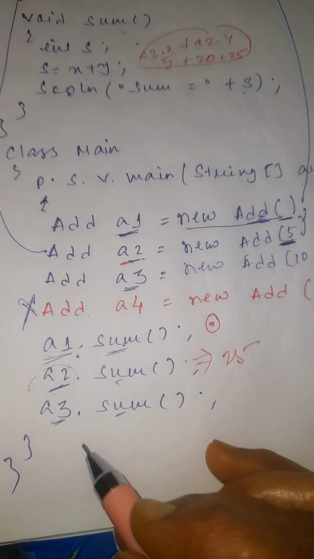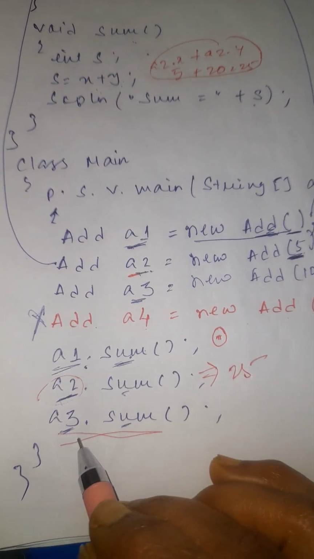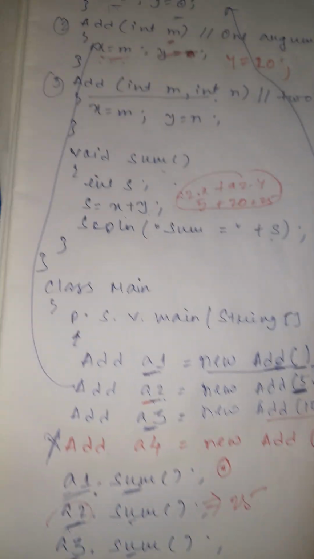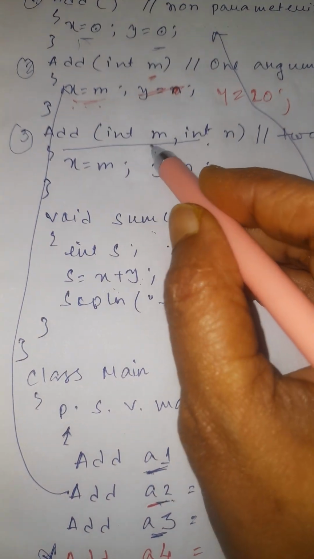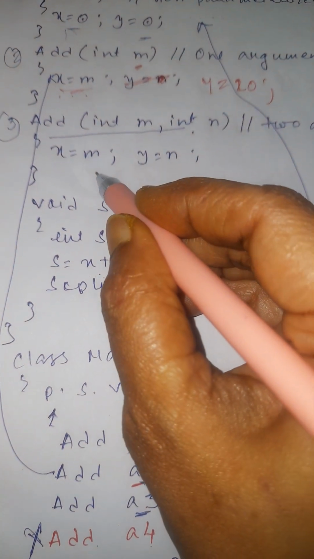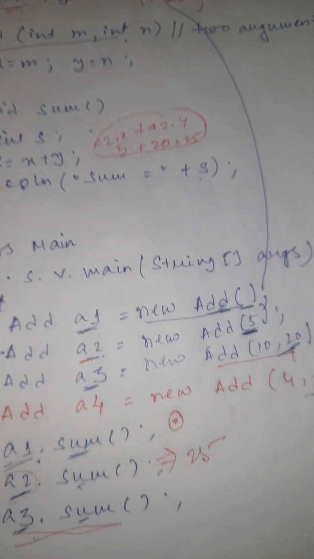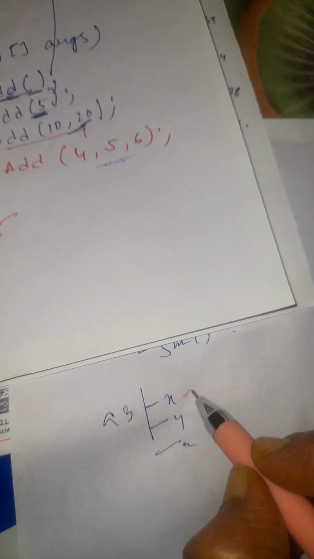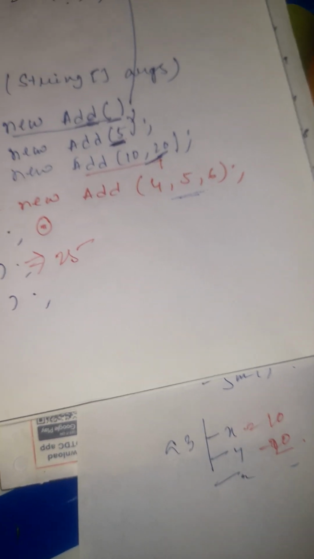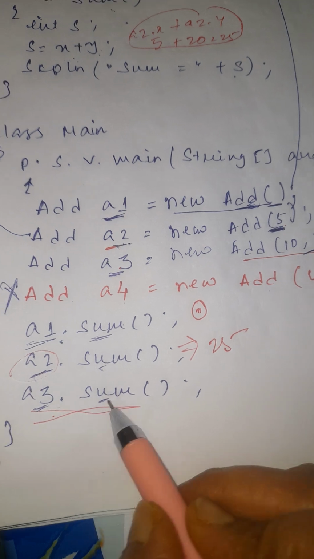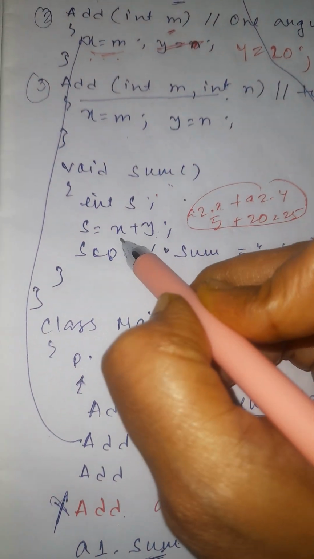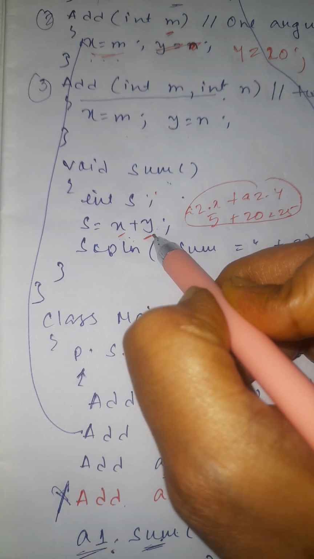Clear? Next, a3 dot sum. When we create the a3 object, this constructor is called with int m and n, where m and n are 10 and 20. So x will be 10 and y will be 20. So a3 x will be 10 and y will be 20. Clear? Now I called a3 dot sum, so this sum method will be called. So what will be this x and what will be the y?